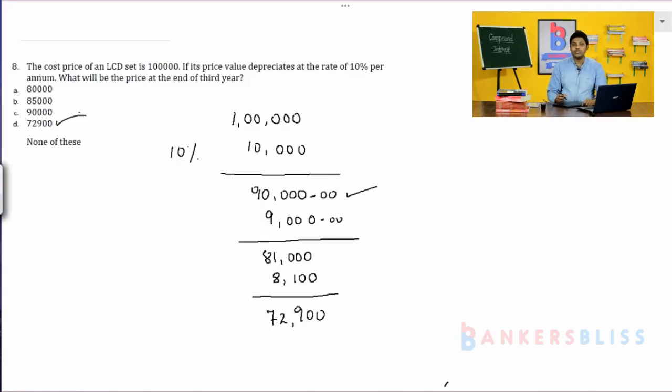Very simple. Till previous problems you were adding based on the interest. You were getting the interest and adding it to the principal amount. Here you have to subtract. That is the only difference between those types of problems and this problem. Whenever you get the word depreciates or depreciation, you have to subtract from the principal amount, that is 1 lakh here. Okay, so let us go to the next problem, problem number 9.